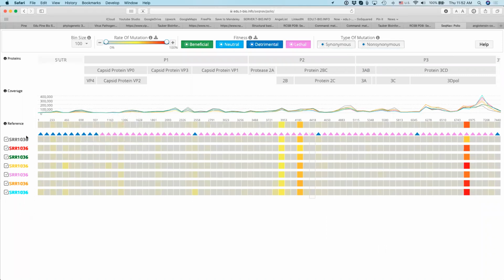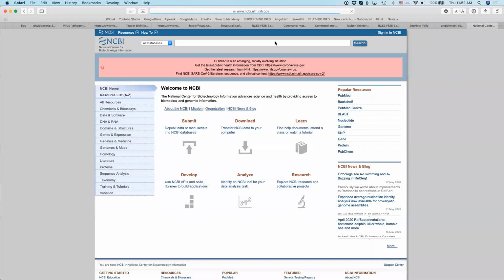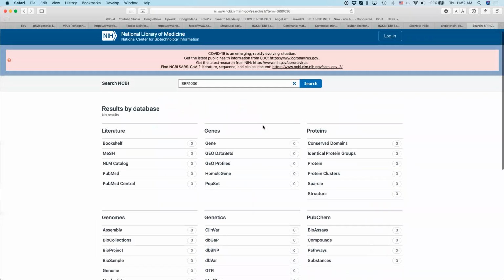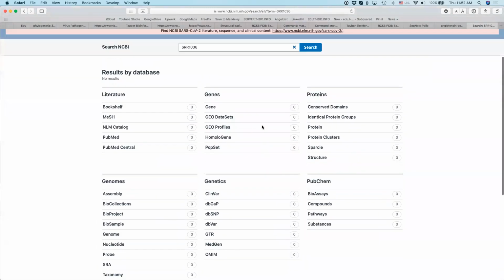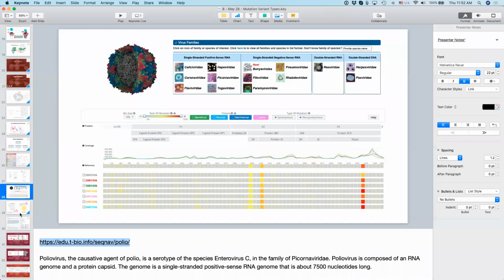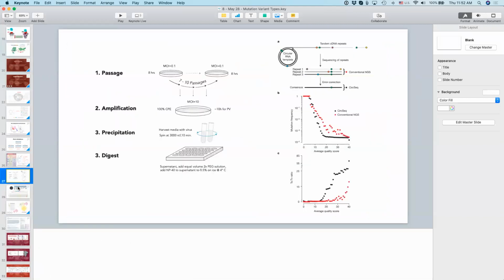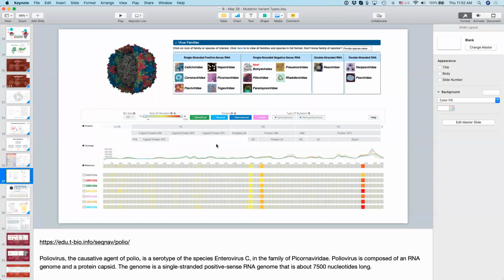So if you are interested in finding this data and reading a little bit more about this, obviously you can just copy this over to NCBI and find those, right? So if you go to NCBI and you look for this SRR 1036, okay. Not sure what happened, but I will share with you the paper that all of these data sets could be found in.